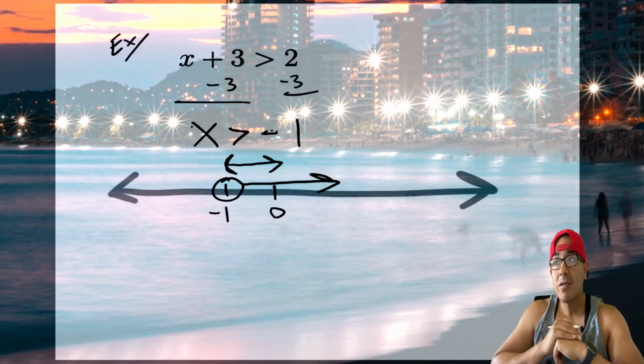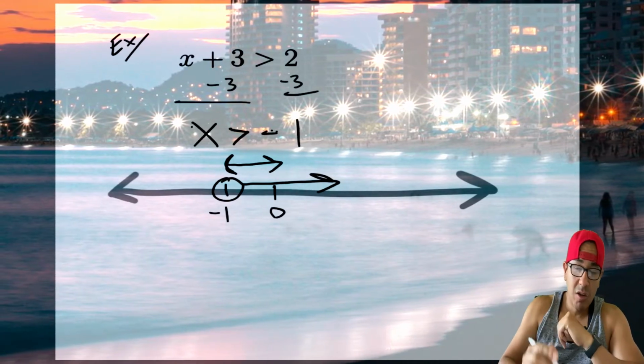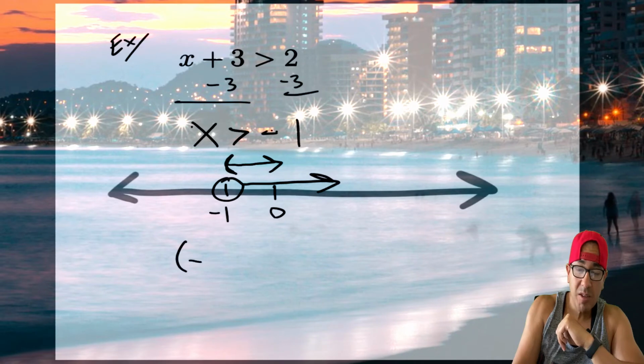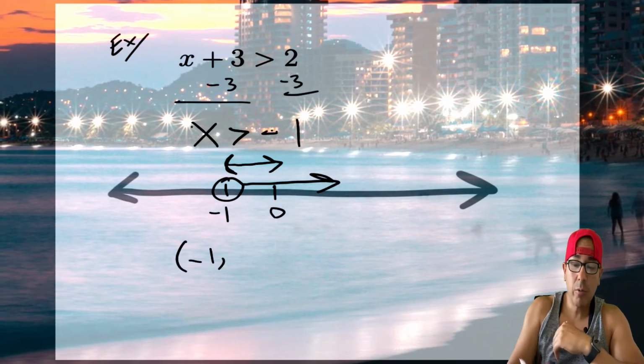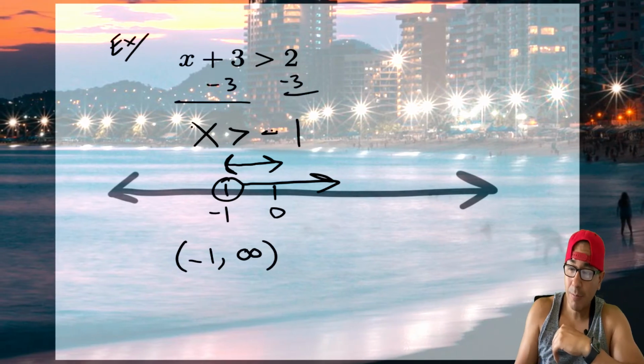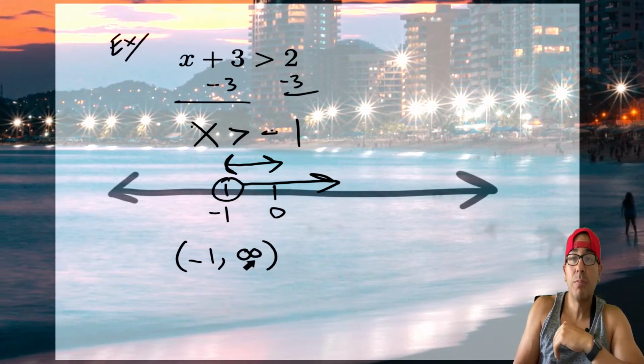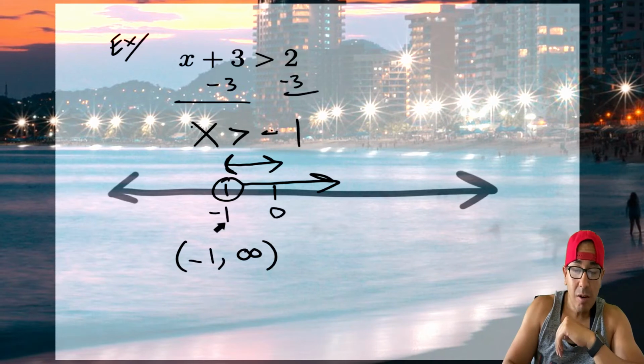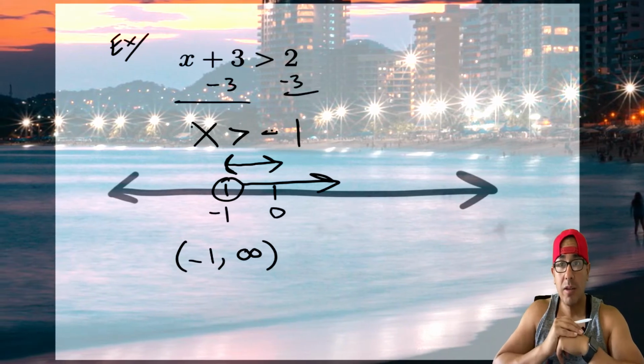You might be asked to write this in interval notation. We're saying that x represents all the numbers that are greater than -1. So we start at -1, and we go all the way to positive infinity. This is called interval notation.